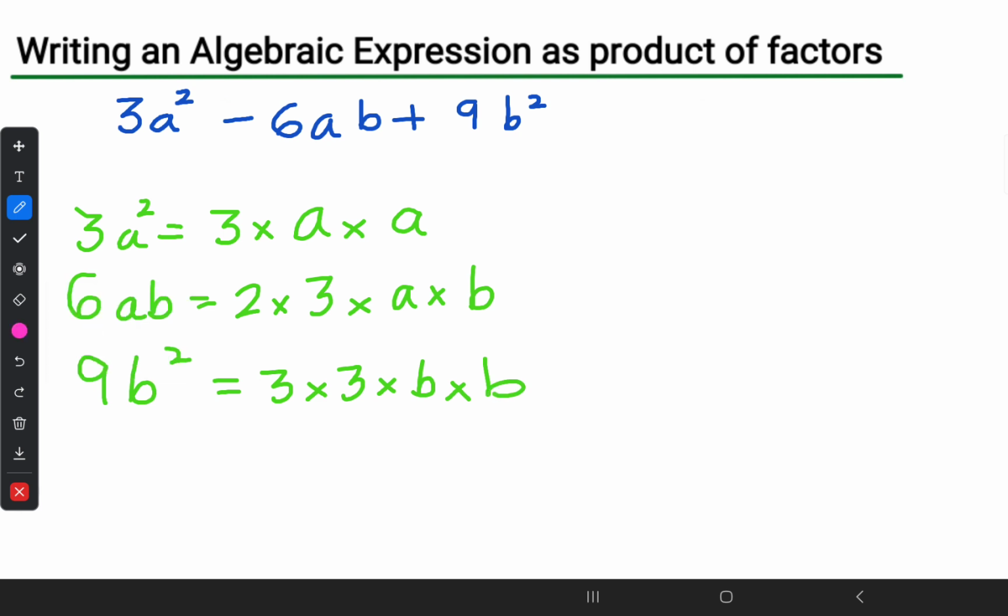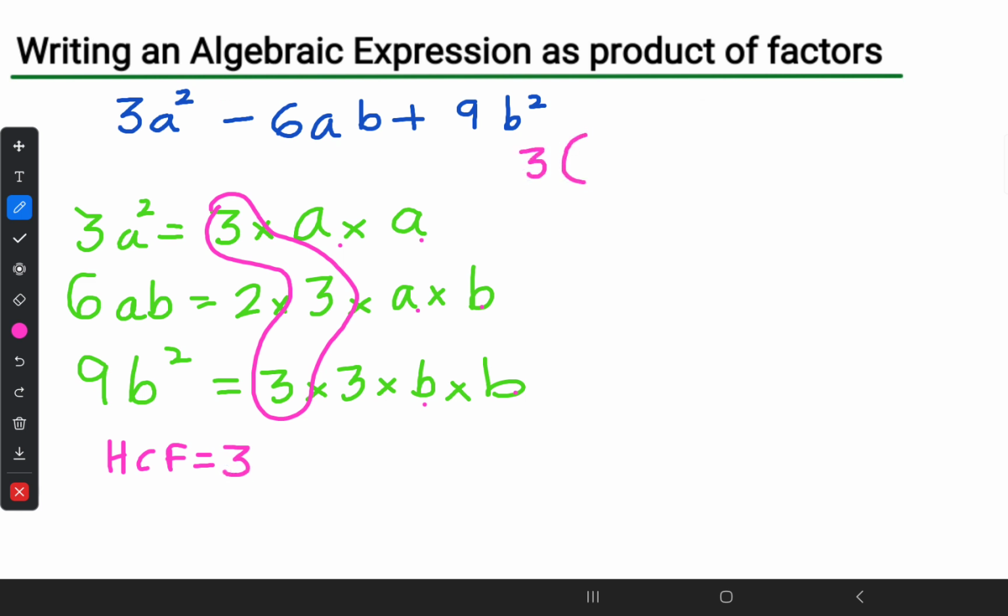Then let's find the HCF. All are having 3. In variables, there is no common variable belonging to all of them. These two have a, but the third does not. These two have b, but the other does not. So 3 is the only HCF. So 3 as a product of factors. 3 is the highest common factor. The remaining factors: 3 selected, a times a. It should not be 2a. A times a is a square. Minus, 3 selected, 2 times a times b, it's 2ab. Plus, 3 selected, 3 times b times b, 3b square. This is the product of factors.